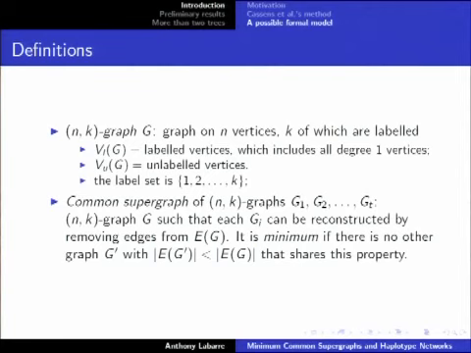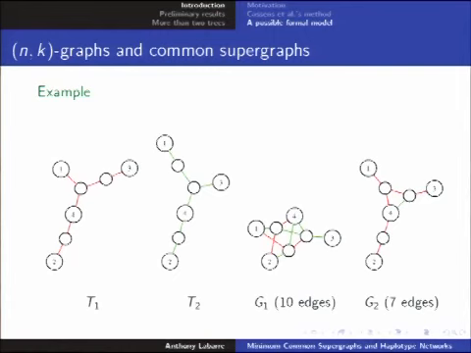This will be clear in the following example, I guess. So consider those two trees. They are 7-4 trees in my terminology. You can see that G1 is a common supergraph of T1 and T2, because if I remove the red edges from G1, then I can reconstruct T2. And if I remove the appropriate set of edges from G1, I can also reconstruct T1. But it is not minimum, because G2 is also a common supergraph of T1 and T2, and it has fewer edges, namely 7 instead of 10. And this one is minimum because those two trees are not isomorphic.